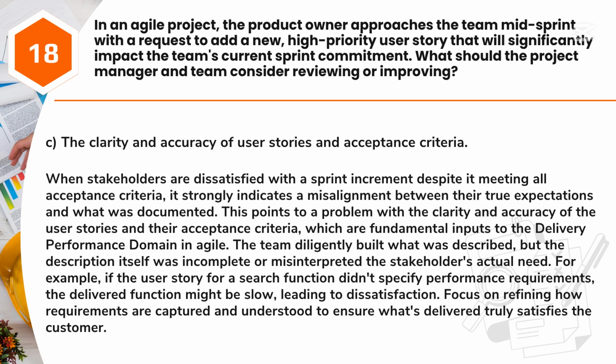Answer: C. The clarity and accuracy of user stories and acceptance criteria. When stakeholders are dissatisfied with a sprint increment despite it meeting all acceptance criteria, it strongly indicates a misalignment between their true expectations and what was documented. This points to a problem with the clarity and accuracy of the user stories and their acceptance criteria, which are fundamental inputs to the delivery performance domain in Agile. The team diligently built what was described, but the description itself was incomplete or misinterpreted the stakeholders' actual need.